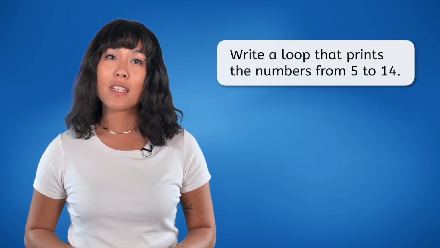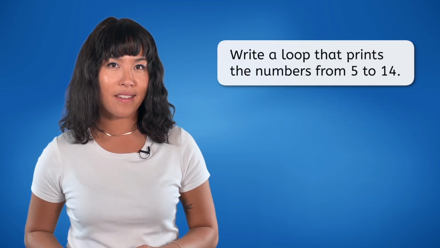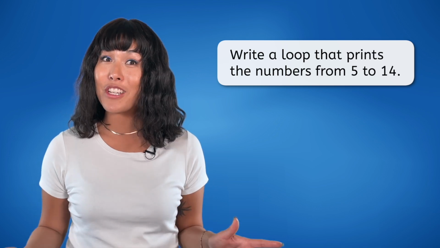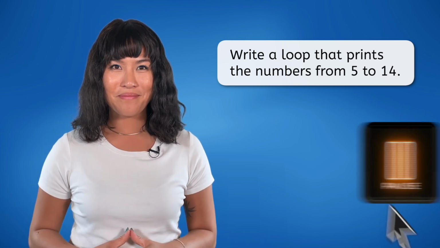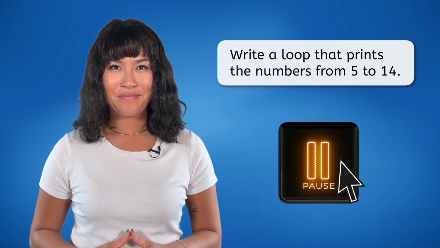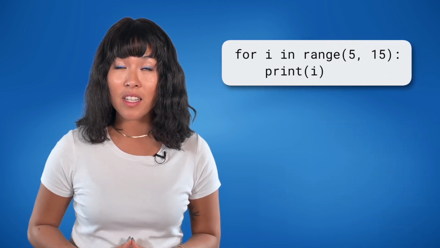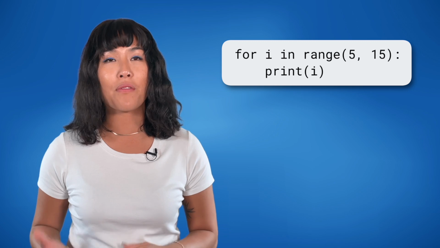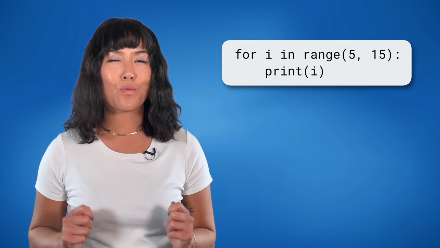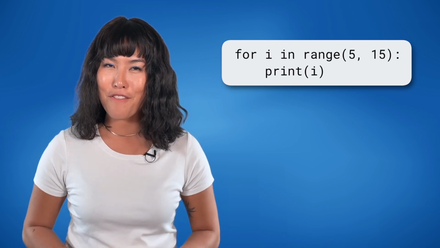Now, it's your turn to try. Write a loop that prints the numbers from 5 to 14. Pause the video here and give it a try in your guided notes. This is how your loop should look: for i in range(5, 15), print(i). This will successfully print the numbers 5 through 14.